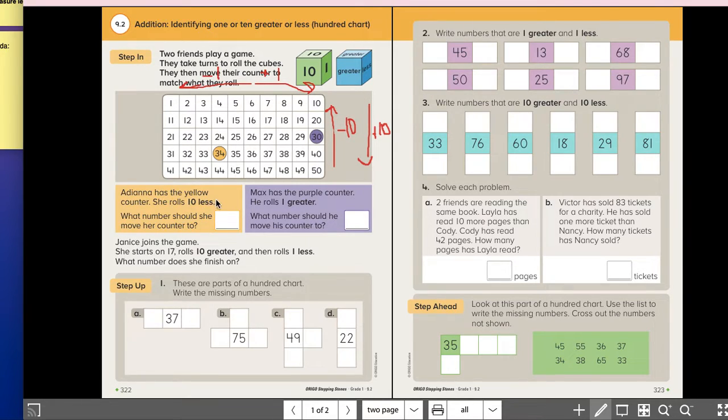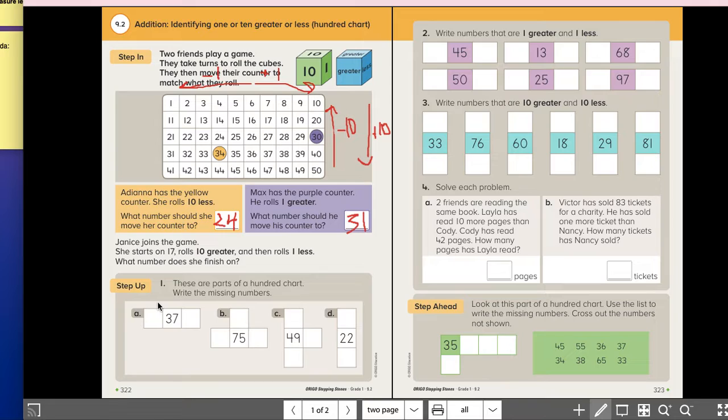So if she wants 10 less, she could count 1, 2, 3, 4, 5, 6, 7, 8, 9, 10. But that takes time. Or she knows going up is subtracting 10, so her number would be 24. Okay. Max has the purple counter. He rolls 1 greater. Greater means more. So if he needs to move, I don't have another one right next to me, so I know I need to drop down and go to 31.